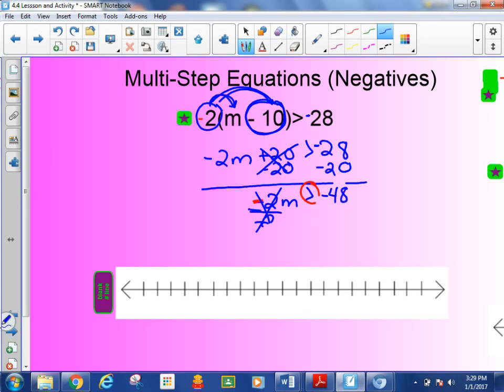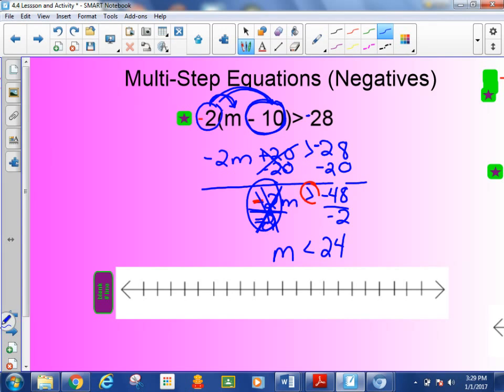Now, when I go to divide by that negative 2, okay, in this case, remember I have to still reverse it because I'm dividing by the negative 2. It's when the negatives with that multiplying or dividing that I have to flip my symbol. Now, 48 divided by 2 would give me 24. 2 negatives make it a positive 24.